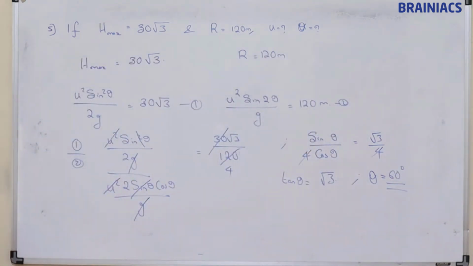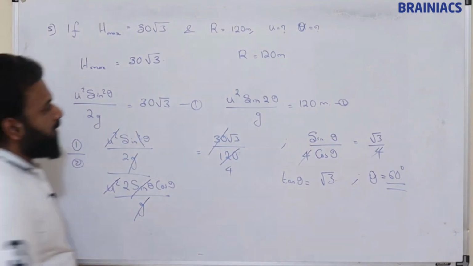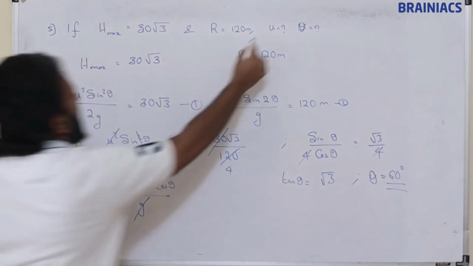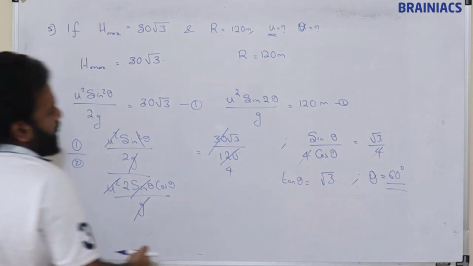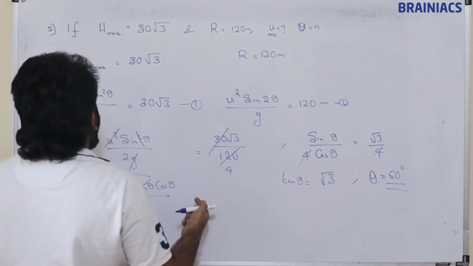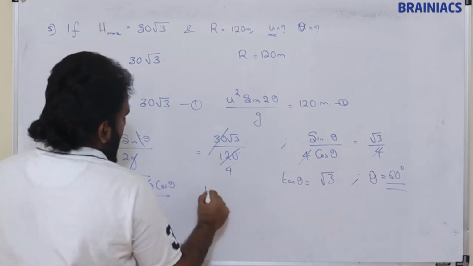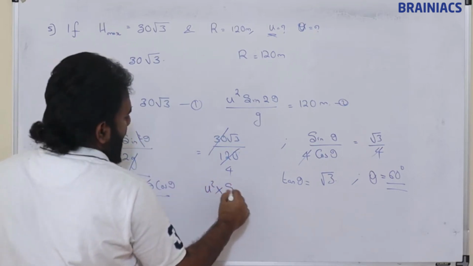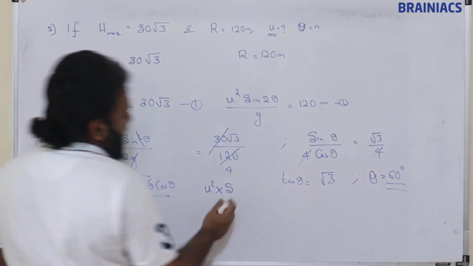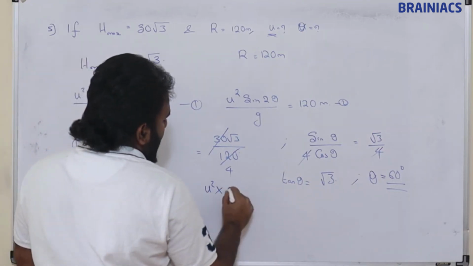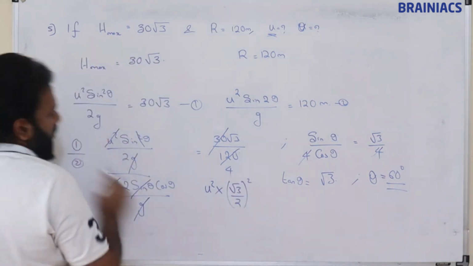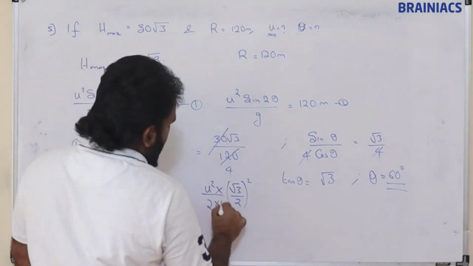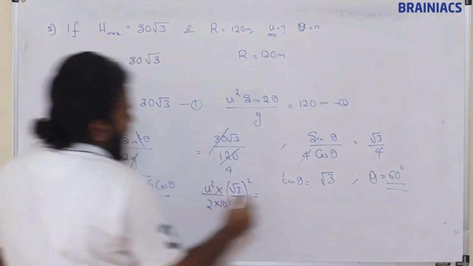So we got the value of theta, right? Now we need to find the initial velocity, that we can substitute somewhere and we will get the answer. So we will put here u square into sine square theta. Sine 60 is root 3 by 2, the whole square. This 2g will put here. This is equal to 30 root 3.